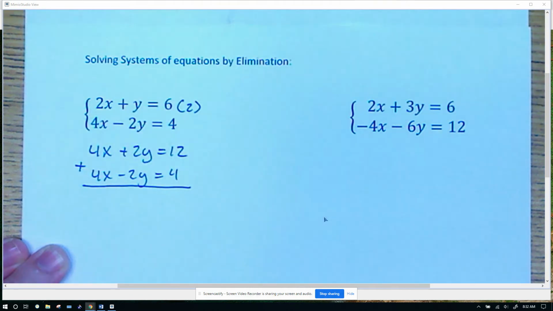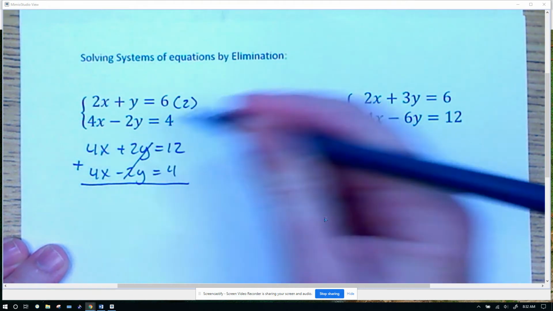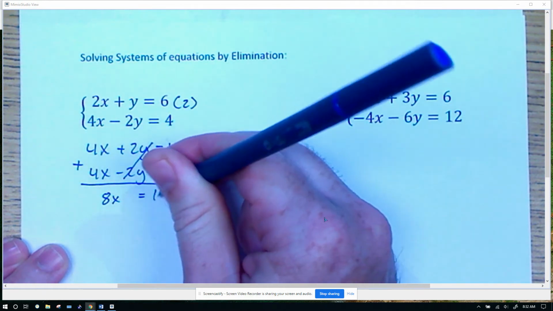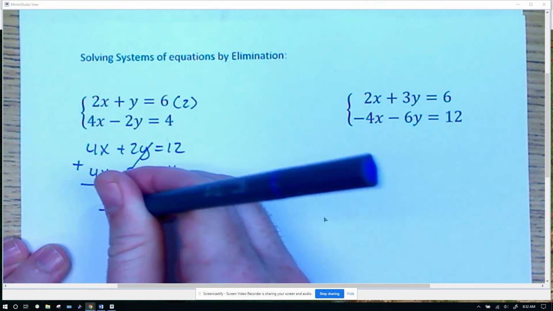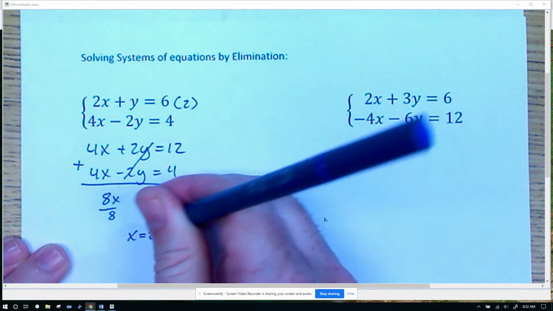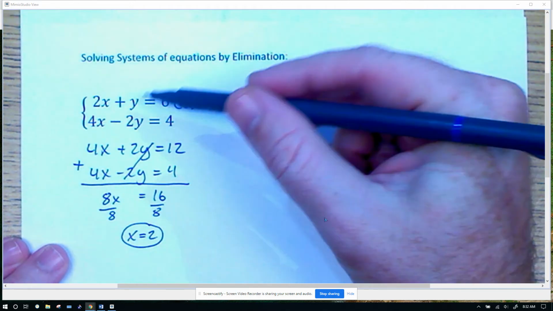Now we're going to add these two equations together. Once I add these together, the y values cancel, and I'm left with 8x is equal to 16. Then you just solve this by dividing both sides by 8, and you'll end up getting x is equal to 2. So I'm more than halfway done with my problem. I still need to find my y value.